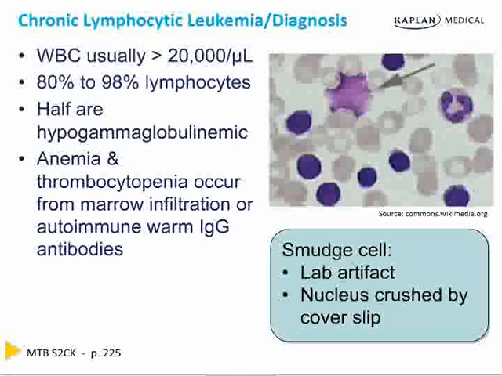Now, this smudge cell you see here, this squished cell, is a lab artifact that happens in CLL. A cover slip crushes the nucleus and it squishes it or smudges it. Now, it is not a normal cell. It basically says CLL cells are more fragile. They break and they form smudge cells.